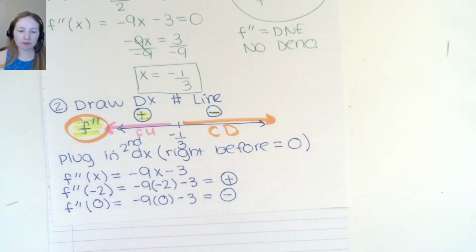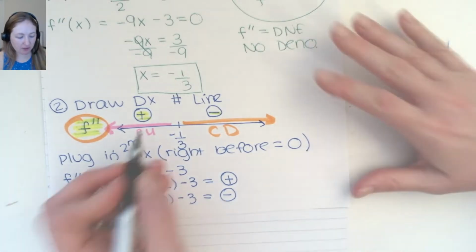All right, so just a quick note here. You know how with the increasing and decreasing, when it switched signs, that was a relative max, relative min, right? The switch in signs gave us an important piece of information about the function. The same thing is going to be true with concavity.